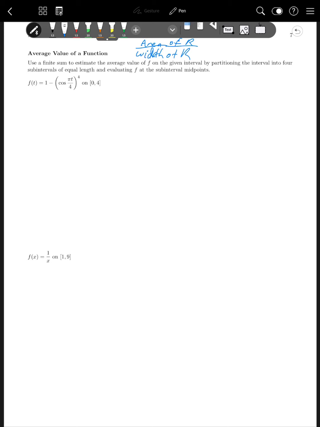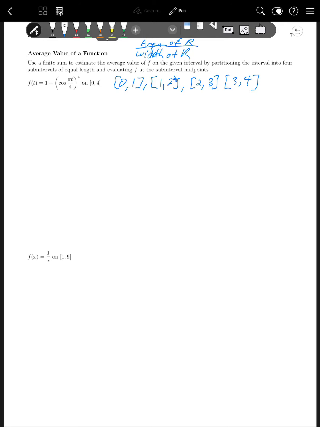Okay, so it says use a finite sum. So it's the area divided by the width of the whole region. Use a finite sum to estimate the average value of f on the given interval by partitioning the interval into 4 subintervals of equal length and evaluating at the subinterval midpoints.